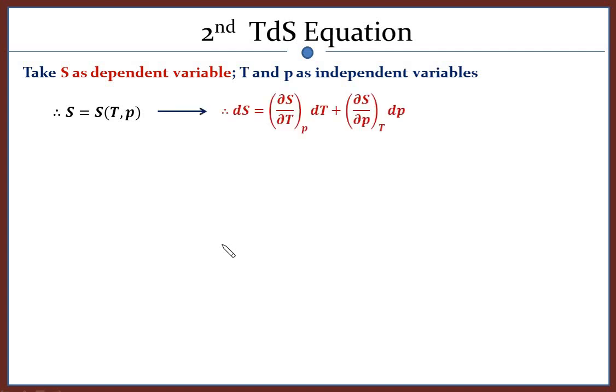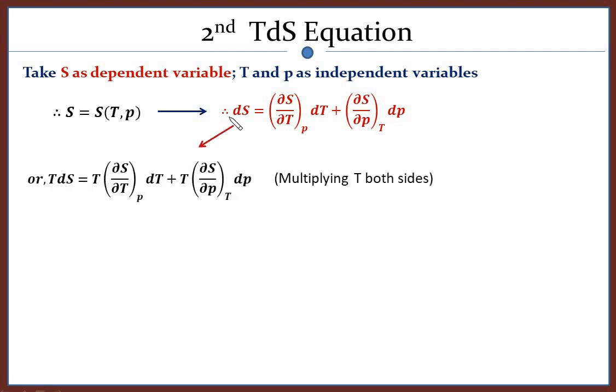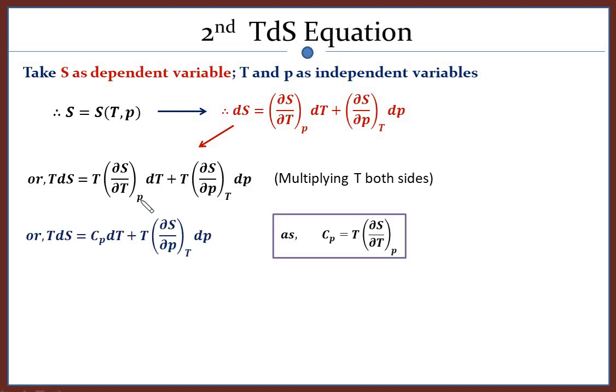So the change in S is given by this relation: dS equals del S del T at constant P into dT plus del S del P at constant T into dP. Now multiply T on both sides, we will get TdS equals T del S del T at constant P dT plus T del S del P at constant T dP. Now this first factor, which is T del S del T at constant P, is nothing but specific heat at constant pressure, which is denoted by Cp. TdS equals Cp dT plus T del S del P at constant T into dP.